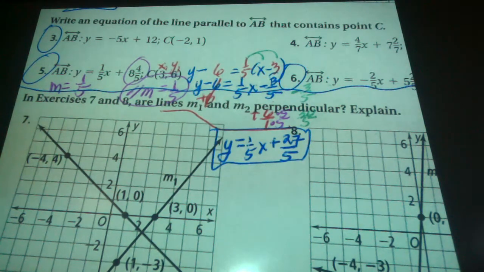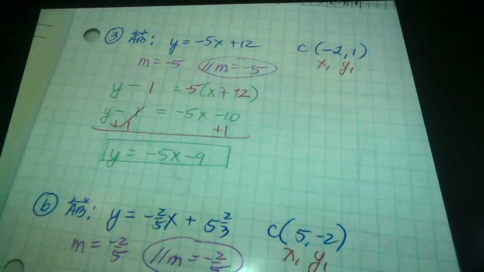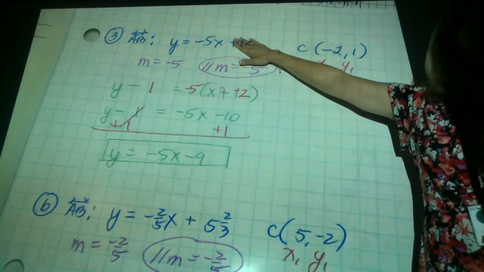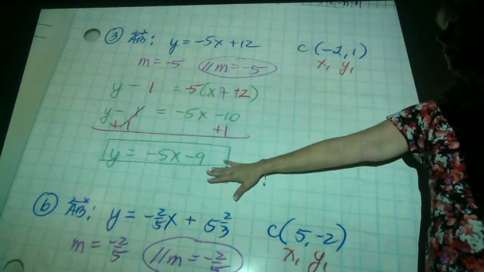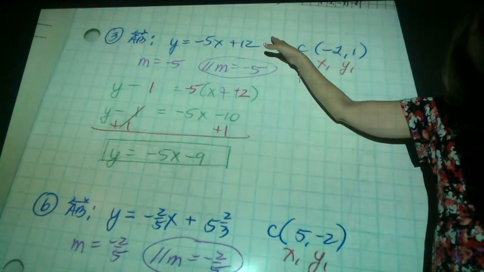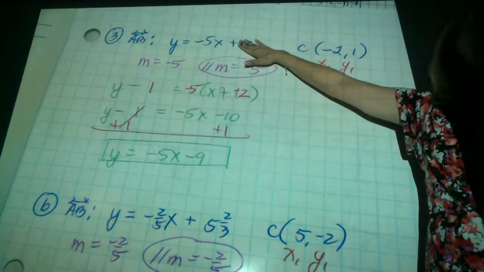Okay, so I'm going to put the answers up here. So here's number 3. As you start with number 3, the line that they gave you, this number means nothing to you right now. Other than when you get down to your final answer, if these are the same numbers, then you have the same line, not a parallel line. So right now, it doesn't matter what that y-intercept is. It has no bearing on the problem at all.